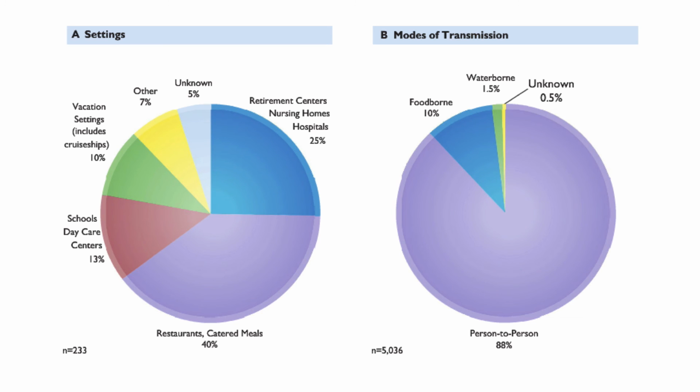What kinds of settings are associated with outbreaks? Here on the left, settings: you can see restaurants and catered meals, 40%, retirement centers, nursing homes, hospitals, 25%, schools, daycare centers. Vacation settings, including cruise ships, only 10%, but they get a lot of press, of course, and that's why you hear about it. Mechanisms of transmission: person to person, 88%. So most of the infection is transmitted by fecal contamination, one person to another. The foodborne and waterborne are really a minority of that.